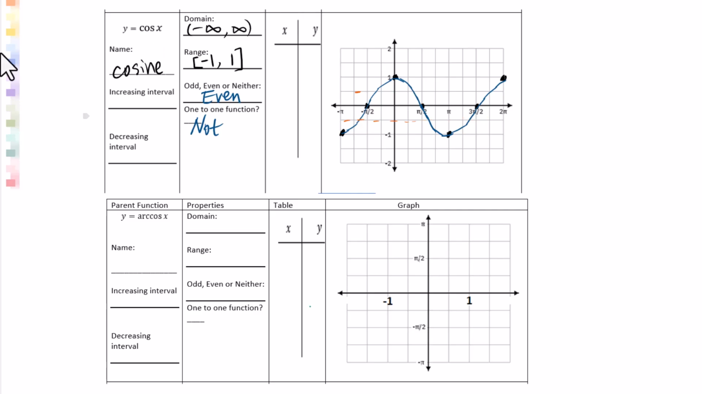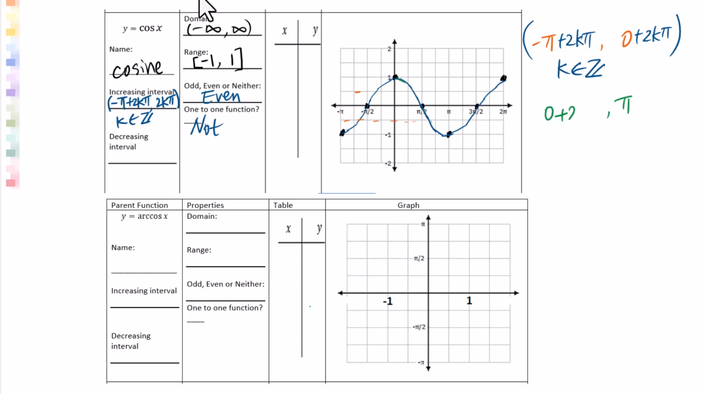Increasing interval: we can use negative pi to 0, repeating every 2 pi, plus 2k pi, where k is all integers. For the decreasing interval, let's use from 0 to pi, repeating every 2 pi.